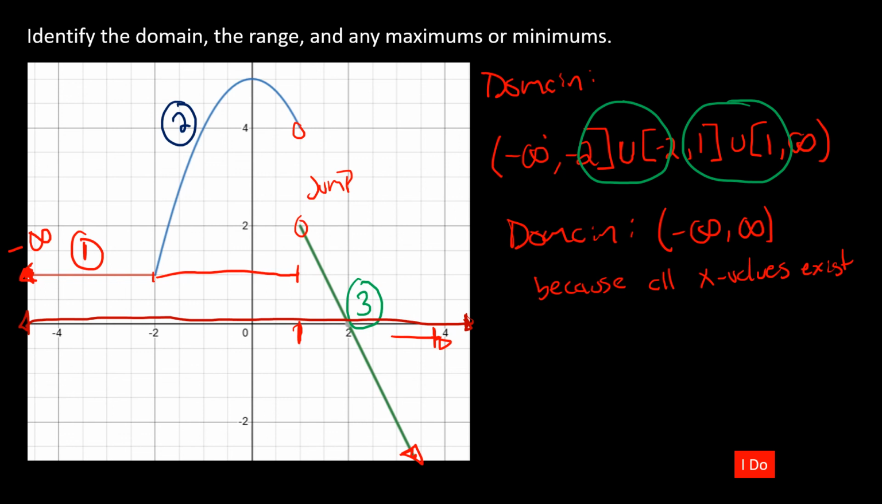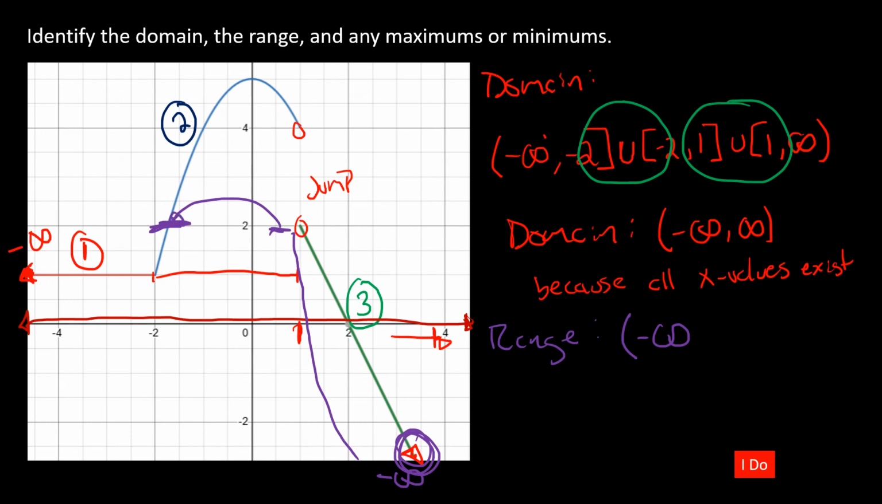For our range, I won't make that as complicated, our range here is from the lowest we go to the top. The lowest we go, well, we're coming in from negative infinity, and it's going up, up, up, and then it kind of stops here at 2, but it doesn't really stop here at 2, because you'll see it jumps over, and it goes up to this value of 5. So it goes from negative infinity to 5.